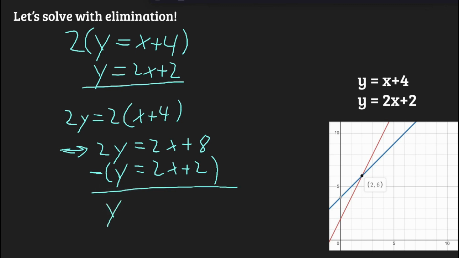And then 2x minus 2x, that's just going to be 0. And then 8 minus 2, so plus 6. So y is equal to 6. So you can see we can solve for both variables using elimination here.